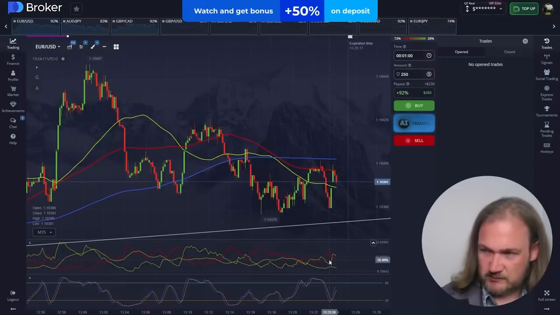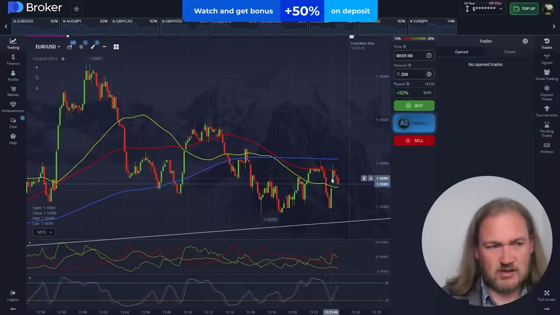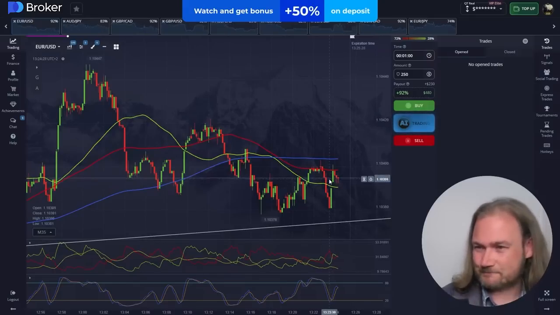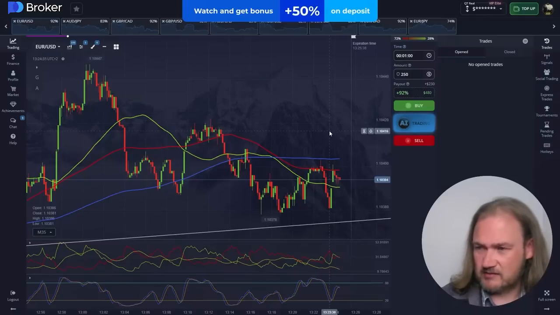Colleague asking why I'm not using the AI function. Colleague, I'm a classical trader. I've been trading for over 20 years now. I like to do my own thing. I probably will never use AI to trade. That's me personally.